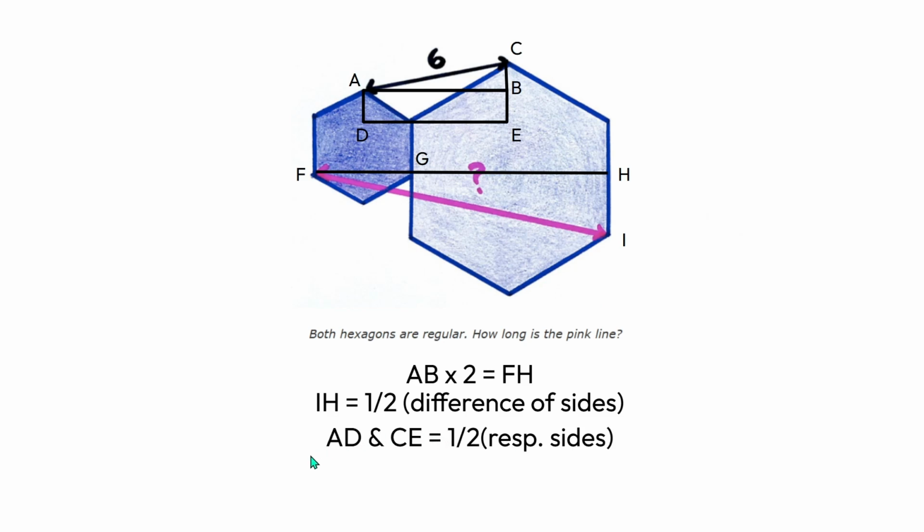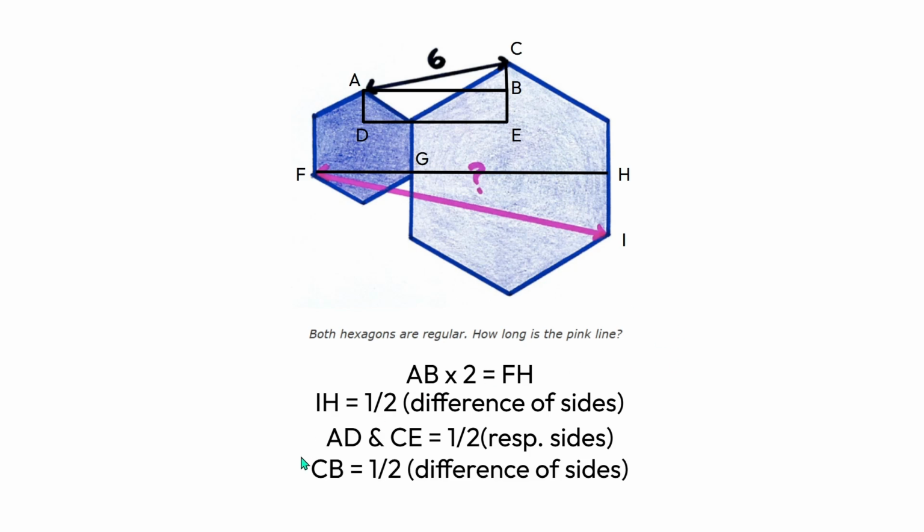Okay, now, from this, I can also tell that AD and CE are half of their corresponding sides. Why is that? Well, in a regular hexagon, as we know from the information we've gotten before, this side length, if we create a right triangle from it, this leg is always going to be half of this hypotenuse. Therefore, AD and CE are both half of their corresponding sides.